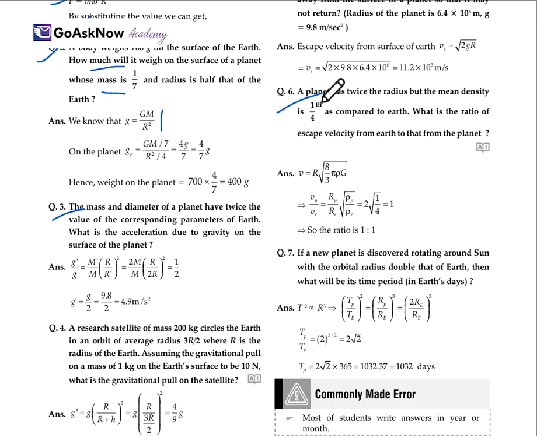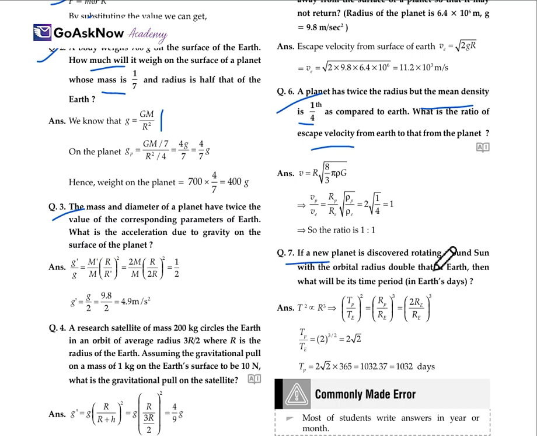A planet has twice the radius, with mean density 1 by 4 compared to the Earth. What is the ratio of escape velocity from the planet to that from the Earth? So v equals R times the whole square root of 8 by 3 pi rho G. So Vp upon Ve will be Rp upon Re. Then substituting the values, we get 2 into the root of 1 by 4, with the mean density already known. This will be equal to 1. So the ratio will be 1:1.